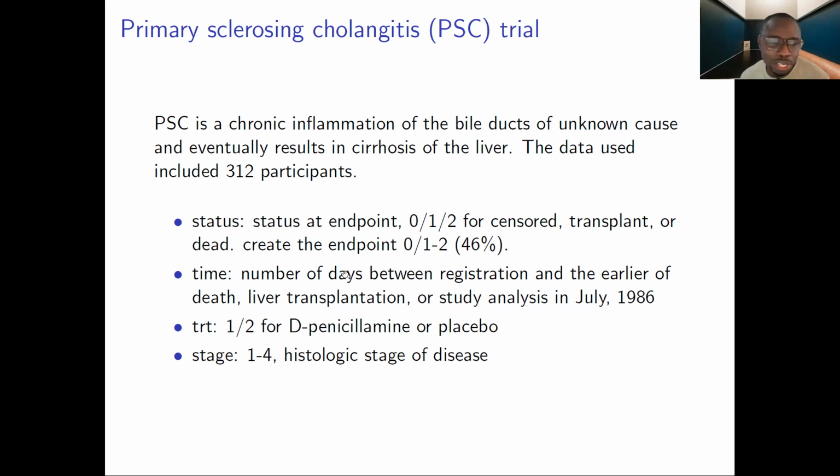It included only 312 participants, and these people were followed over time. And the outcome was basically whether they were censored, they had a transplant, or they died. And so time was from the time of enrollment up to when they experienced the event, and they were given either the treatment or the placebo. And so basically the covariates of interest here were treatment and stage, like histology stage.